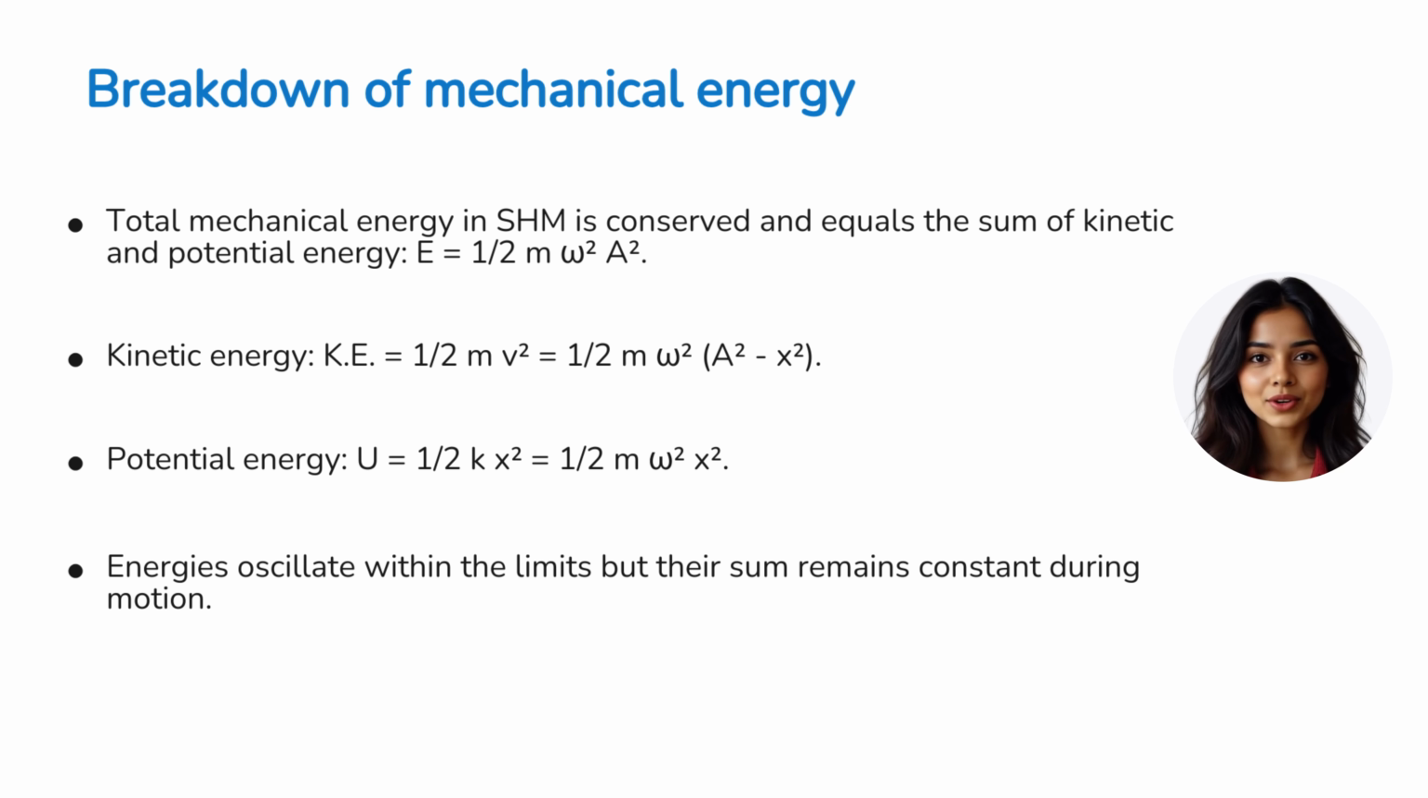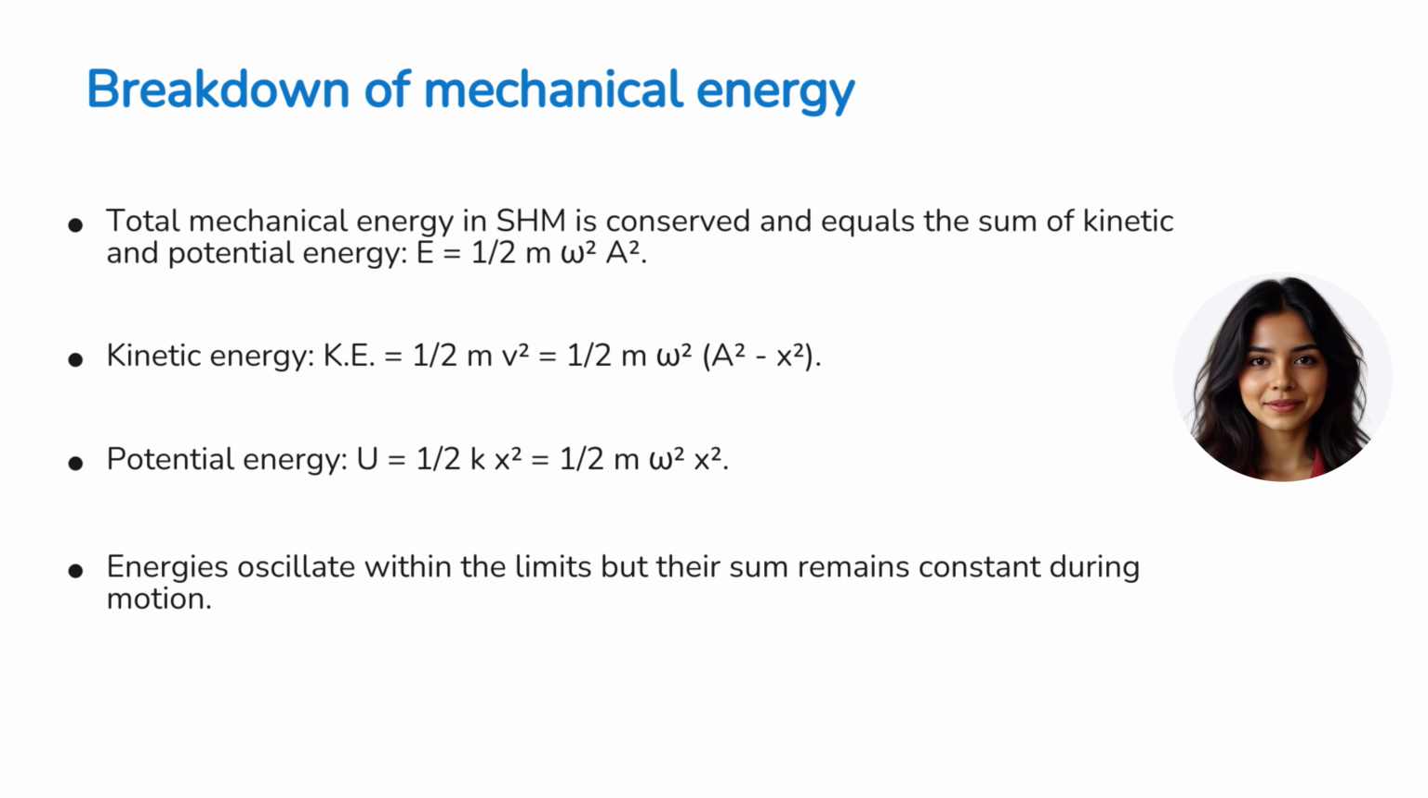In simple harmonic motion, the total mechanical energy remains constant throughout the motion, assuming no friction or air resistance. This total energy is the sum of kinetic and potential energy and equals 1/2 times mass times omega squared times amplitude squared. Simply put, the energy depends on the mass of the object, how fast it oscillates, and the maximum displacement it achieves.